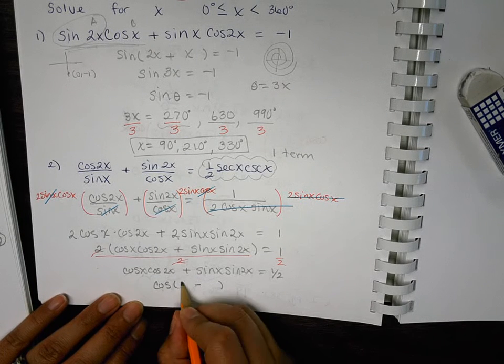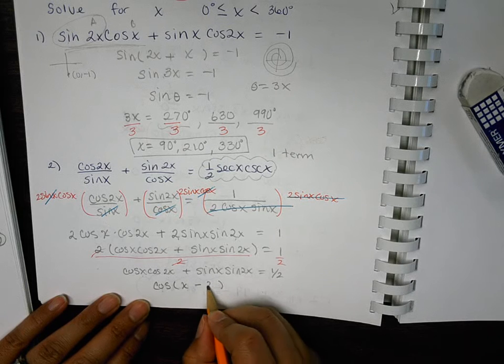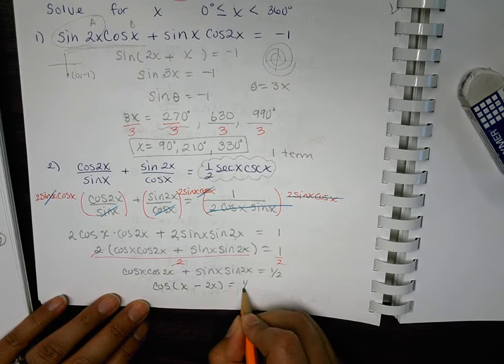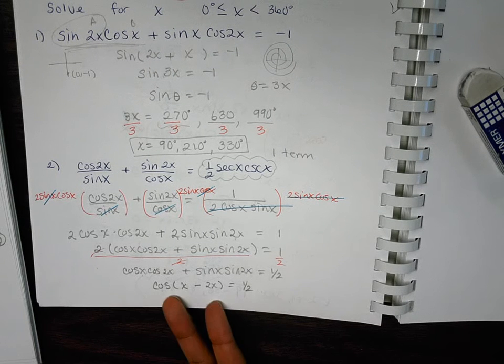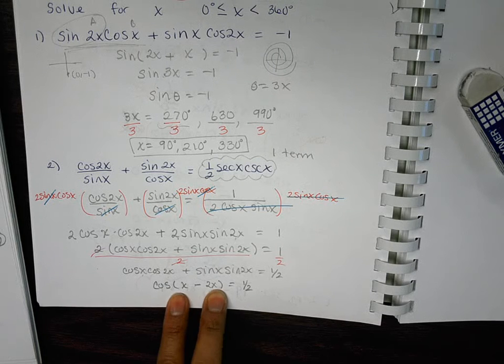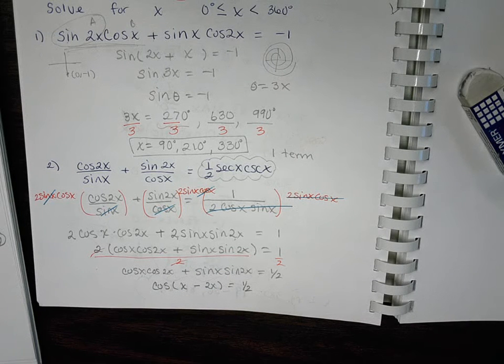X. And what is b? 2x and equals 1/2. Okay. Now, is subtraction commutative? Meaning, would it matter if I put 2x minus x or x minus 2x? It would matter, so it's not commutative, right?